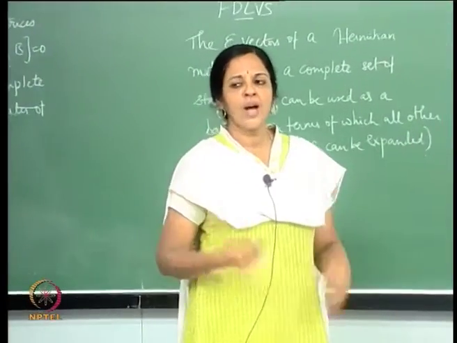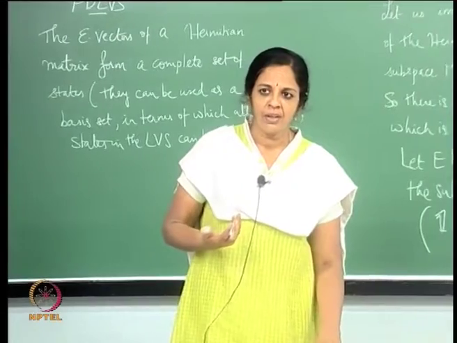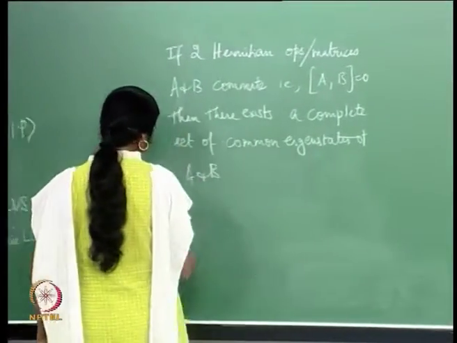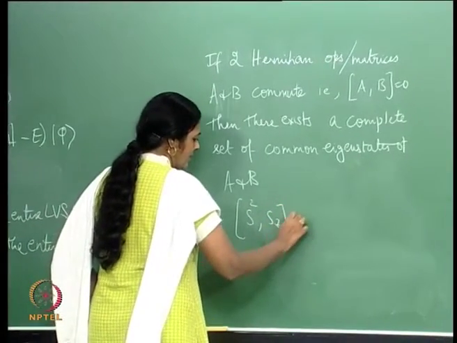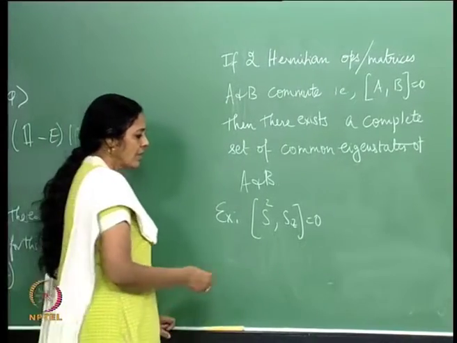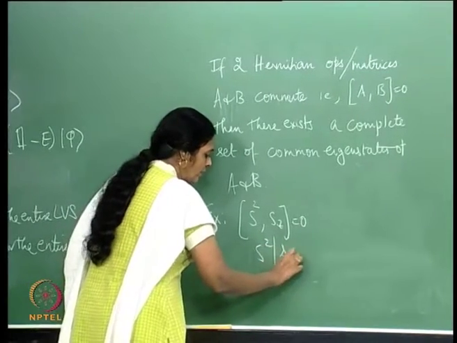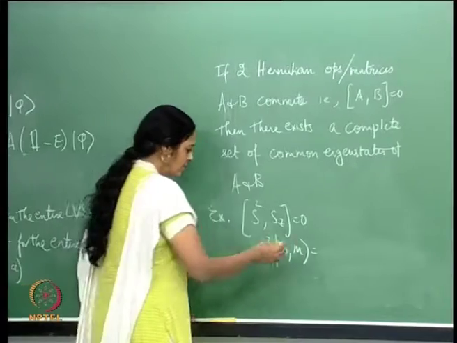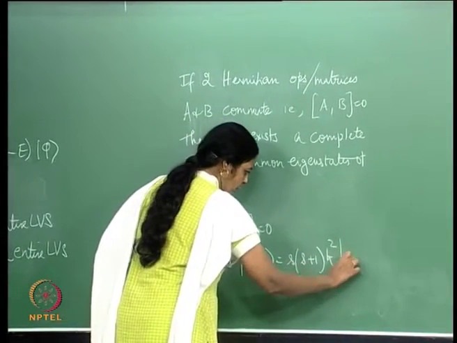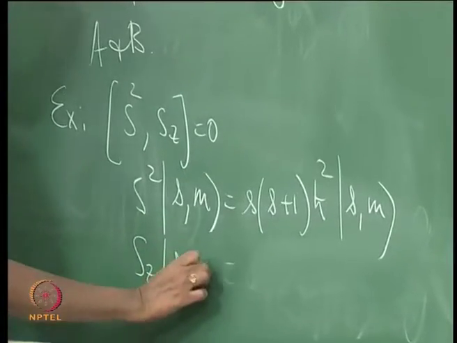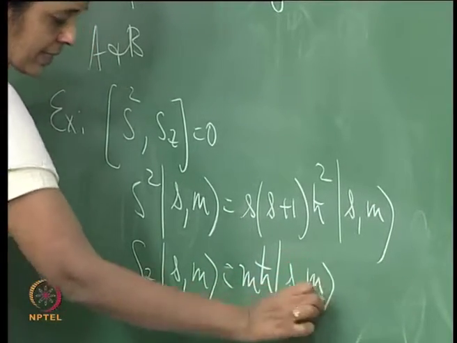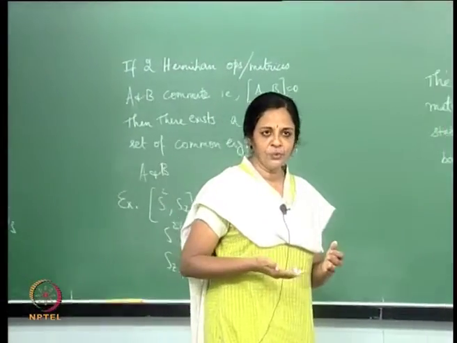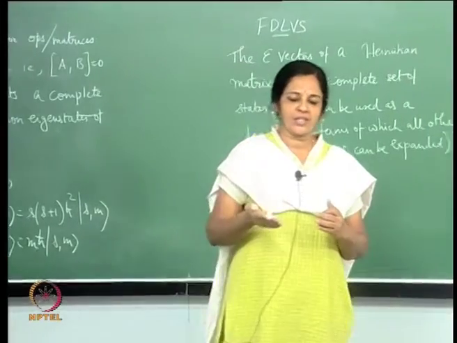You will recall that this too has been established in the context of the spin system, where we had two Hermitian operators S squared and S z which commuted with each other. So, we had the commutator of S squared and S z equal to 0, and we found a complete set of common eigenstates labeled by the two quantum numbers S and M. We certainly demonstrated in the case of the two level atom that S squared acting on S comma M gives S into S plus 1 h cross squared S comma M, and S z acting on S M is M h cross S M. So, this is a complete set of common eigenstates where S takes a certain value and M takes values from minus S to plus S in steps of 1.